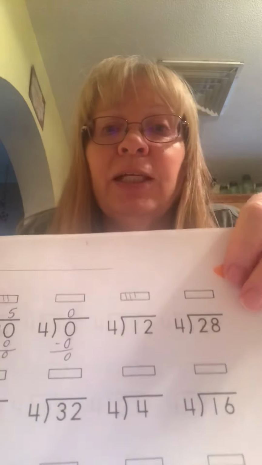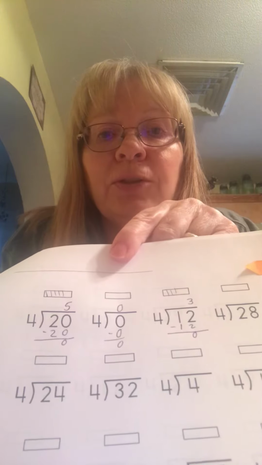4 into 12. So I'm going to go 4, 8, 12. So that's 3 times. So above the 2, I put the number 3. And then 4 times 3 is 12. So I put 12 underneath, and I subtract, and I get 0. So there are no remainders. Okay?